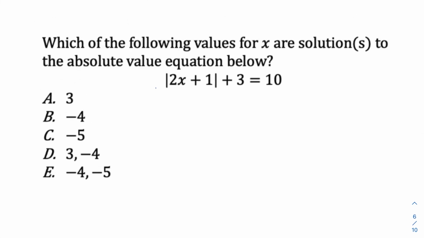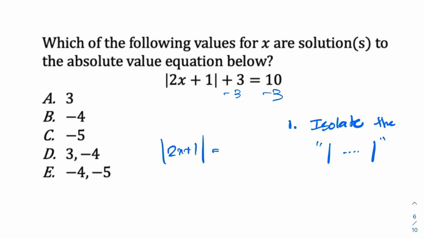So, solving absolute value equations. This is another very important skill. You have to be able to do this. In general, the way you do it is you first isolate the absolute value bracket, okay? So let's isolate it, move the 3 to the other side. So we get absolute value of 2x plus 1 equals 7, okay?